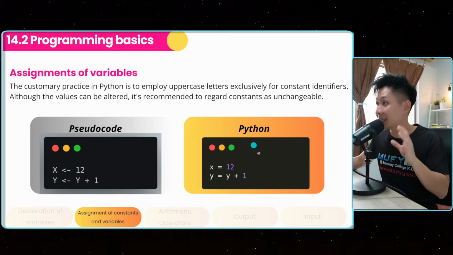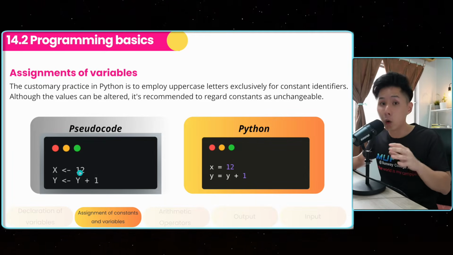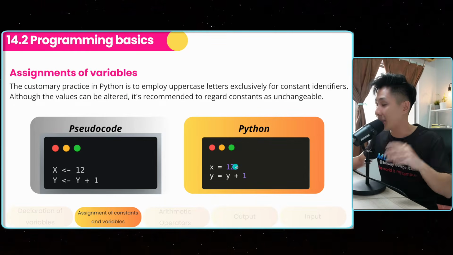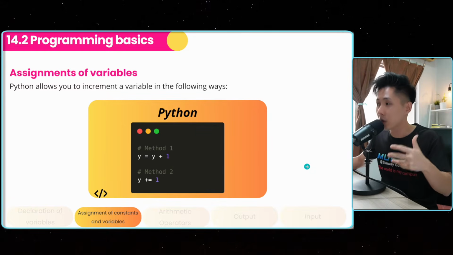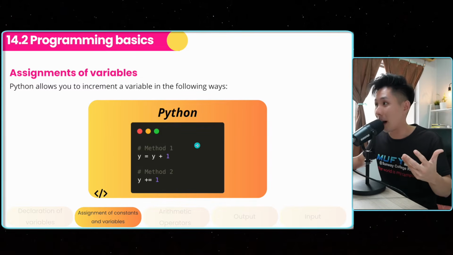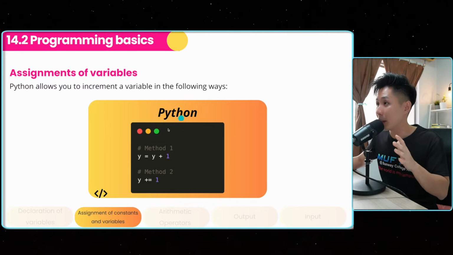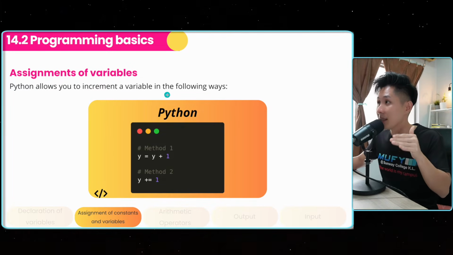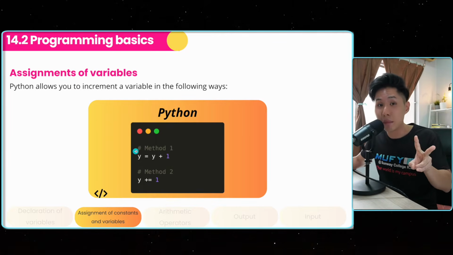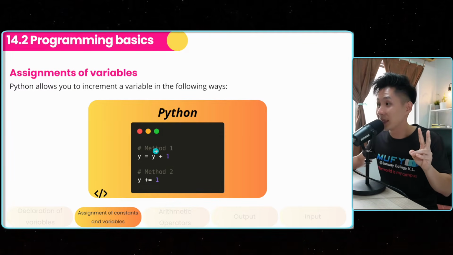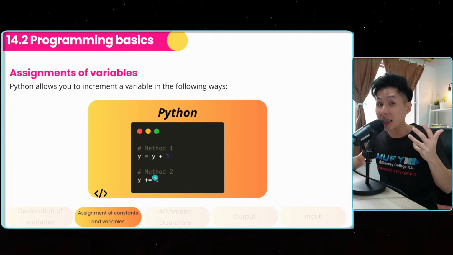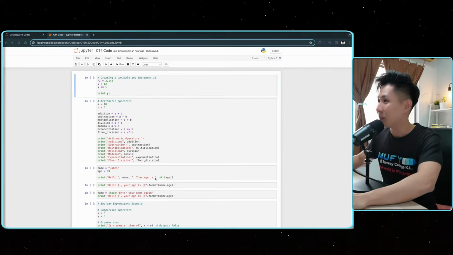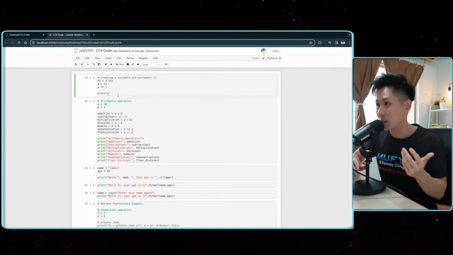And this is how we assign a value to a variable. In pseudocode, we use an arrow, and in Python, we use the equal sign. I will show you how to create this variable in a while. And besides assignment of variables, they allow you to increment a variable in two different methods. This is the way we use in pseudocode. And this is another way that you can do incrementing in Python. So let's move on to our programming platform, Jupyter Notebook.